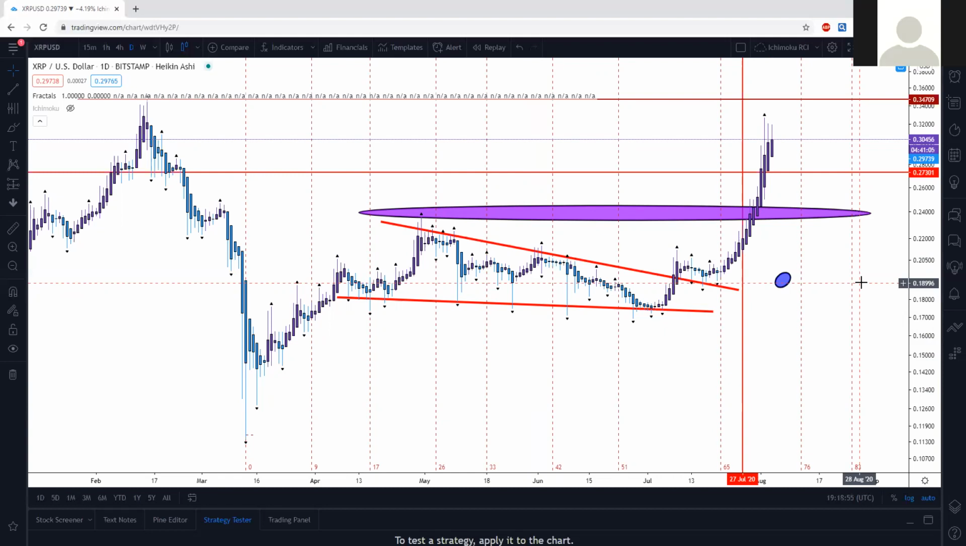Oh, I see. Okay, because my eyes were looking for something else. Okay, got you. So it's like a pattern, like a flag pattern or ascending triangle pattern. Yes, right. All it is, is price just consolidating in one spot.